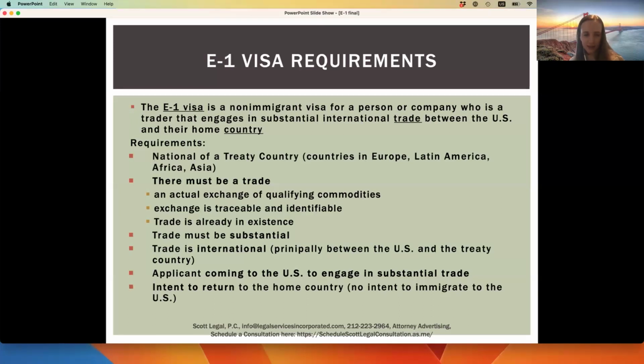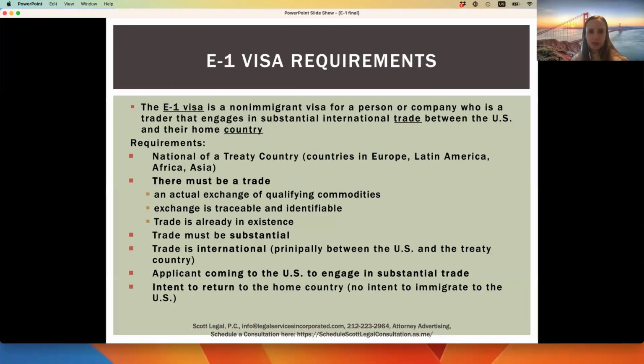Like you'll be actively working for that company. And then the next requirement, the last requirement, is that you must have intent to return to your home country when the E-1 visa expires. This requirement can be easily met. Generally all the government needs is a signed declaration from you that says that once your E-1 visa expires, you will return to your home country.